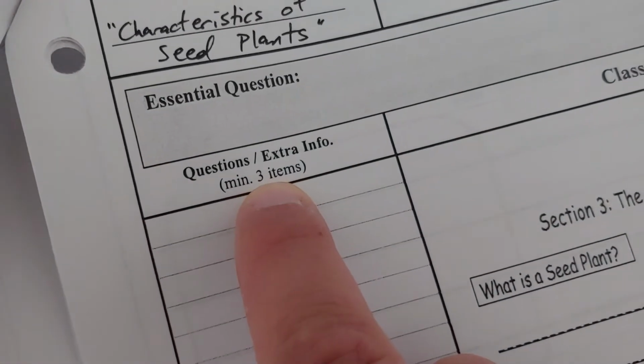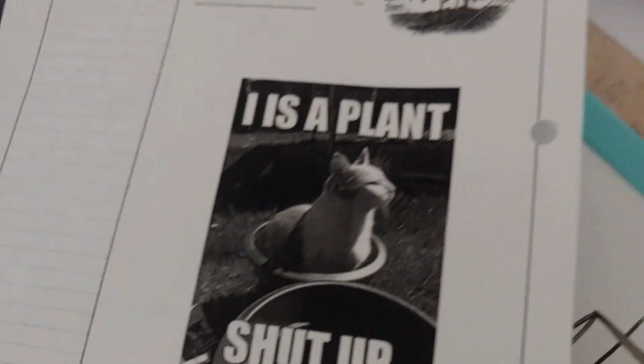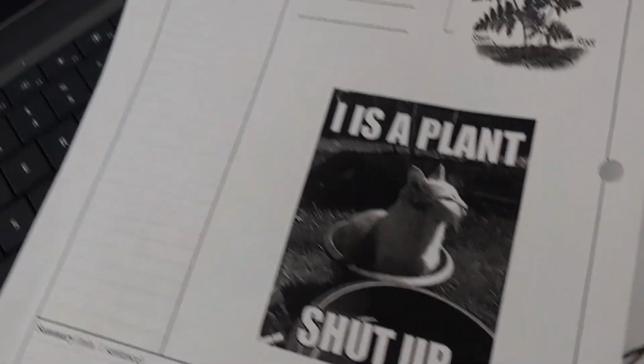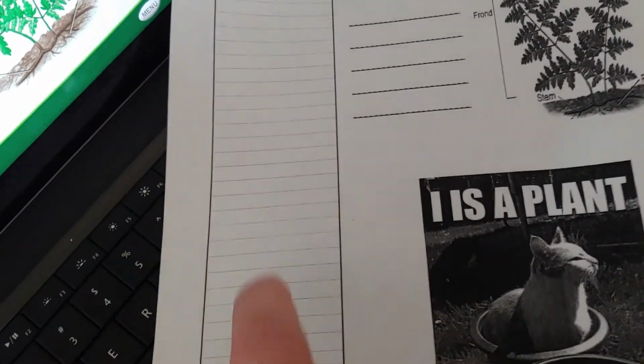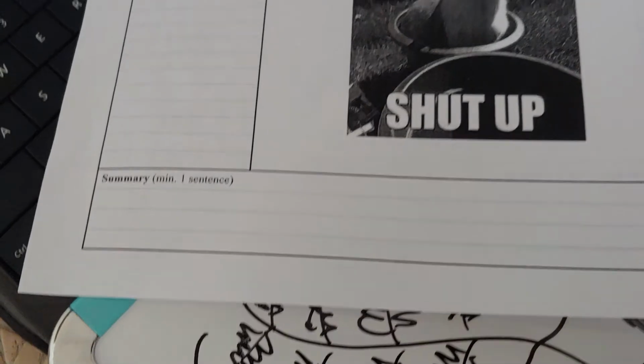Cornell note. In fact, for the Cornell notes, I wrote here minimum 2 items. Normally, if you look right here, it says 3 items. I put 2 items for this one because there's not that much information. In fact, I had to fill it up with a meme right here. So if you could just put 2 items right here, you're good. And put your summary, and you are done.